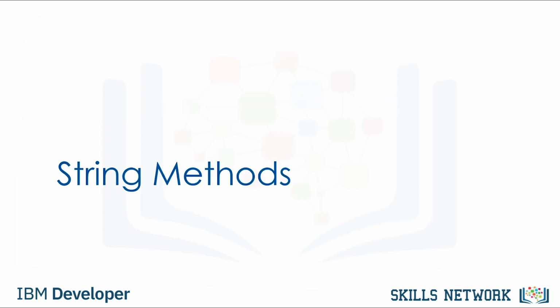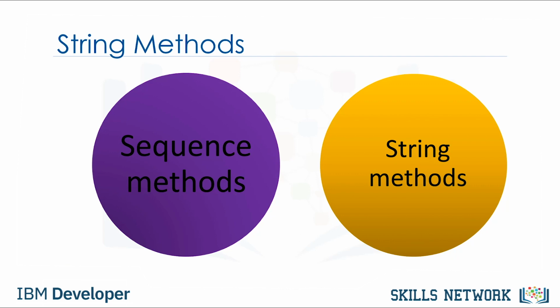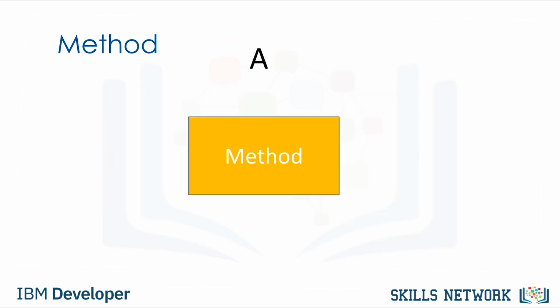Now let's take a look at string methods. Strings are sequences, and, as such, have methods that work on lists and tuples. Strings also have a second set of methods that just work on strings. When we apply a method to the string A, we get a new string B that is different from A.